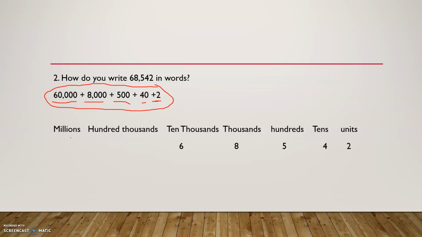So we go to the place value table again: millions, hundred thousands, ten thousands, thousands, hundreds, tens, and units. So we can write 68,542 here.